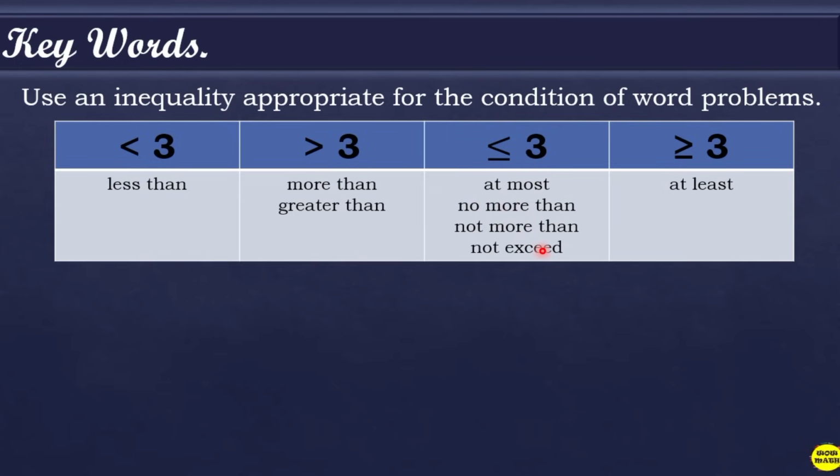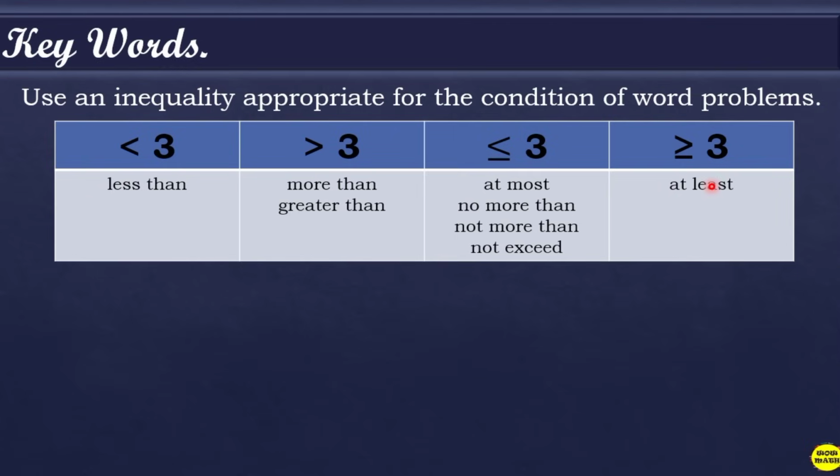So itong mga to, ito po siya, less than or equal. Ibig sabihin kasi ng at most, not more than, no more than, not exceed, ito na yung pinaka-maximum hanggang dito lang. Kaya ang magiging symbol mo dyan is less than or equal.